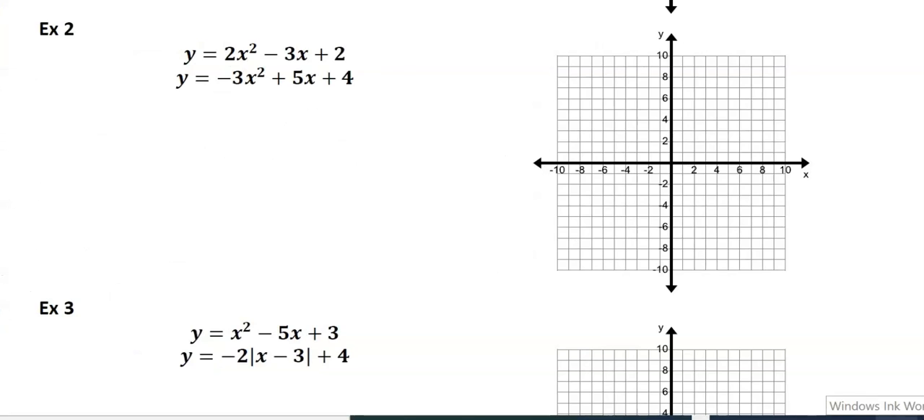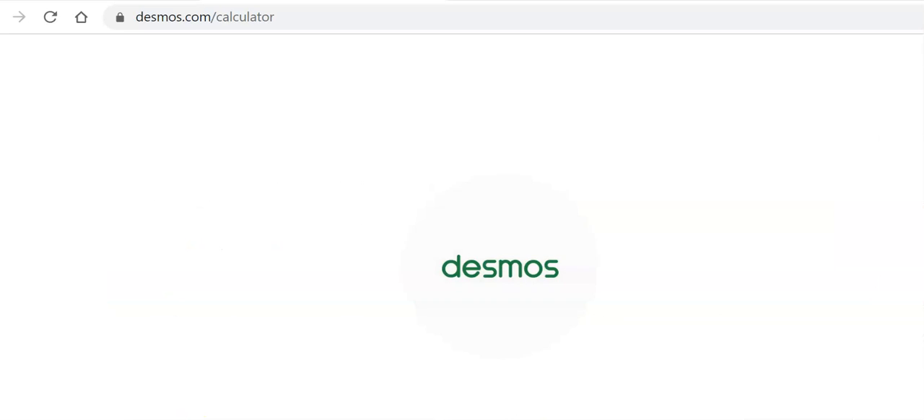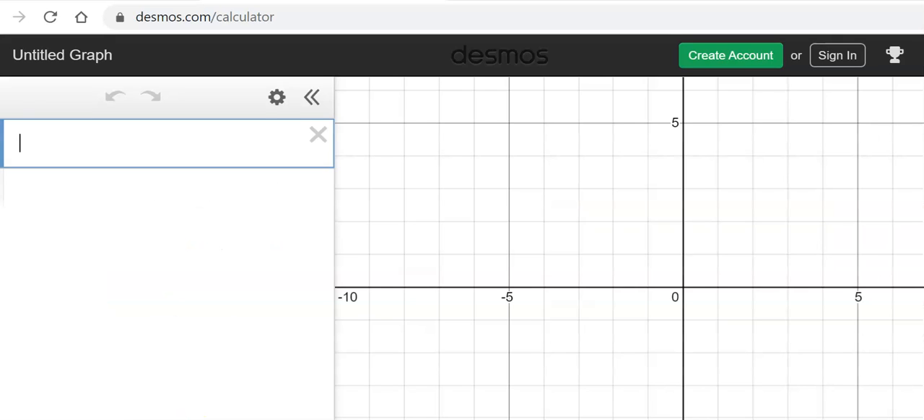For example 2, I'm going to show you how to use an online graphing calculator, Desmos, to solve this system of equations. So we open up our browser and we type in desmos.com. When you type in desmos.com, this is the screen that you see. So I'm going to just do start graphing. And then I enter in each of the equations like I would if we were using the graphing calculator.